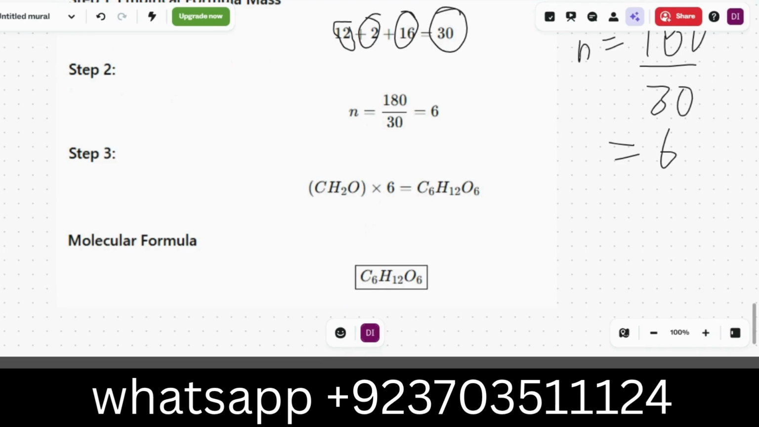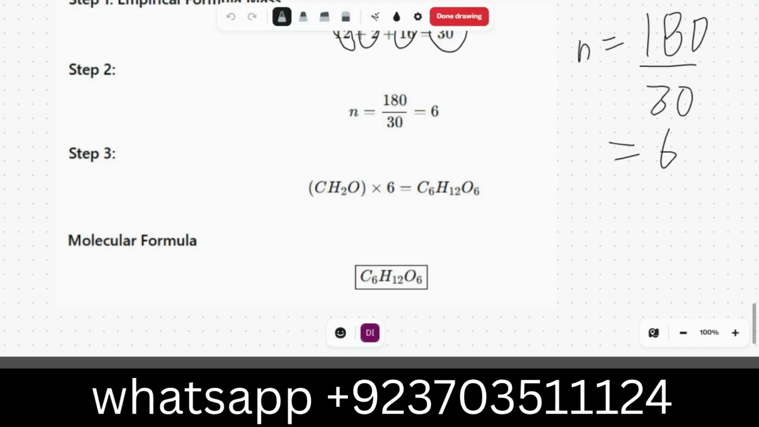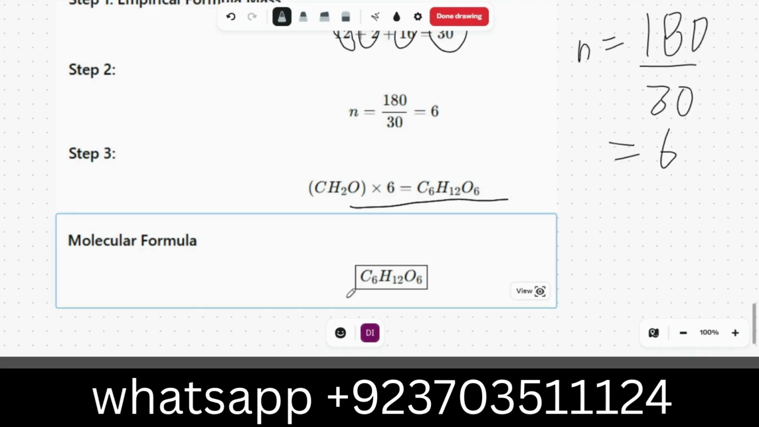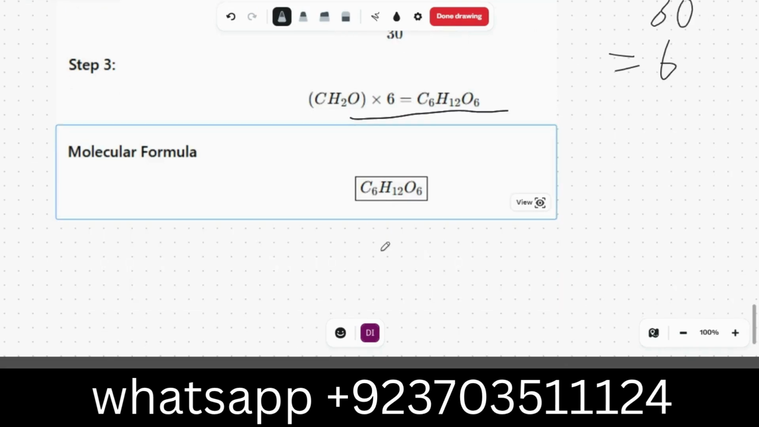Okay. Now we will multiply every CH2O with 6. So that will give us what? That will give us C6H12O6. So molecular formula is C6H12O6. That's all about it.